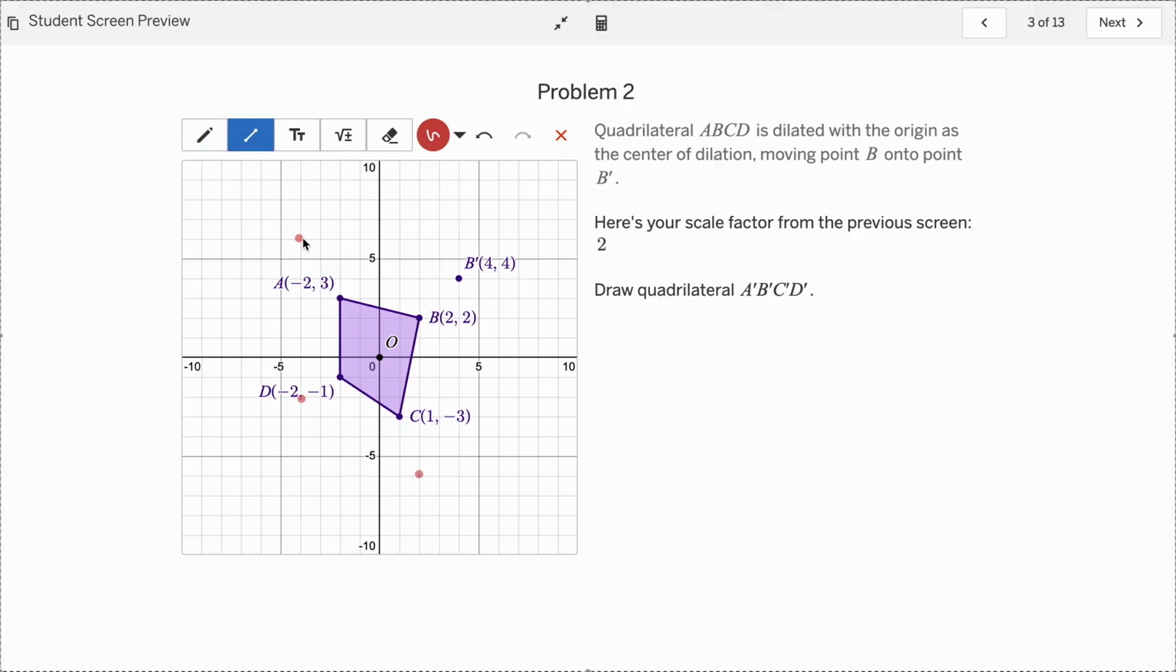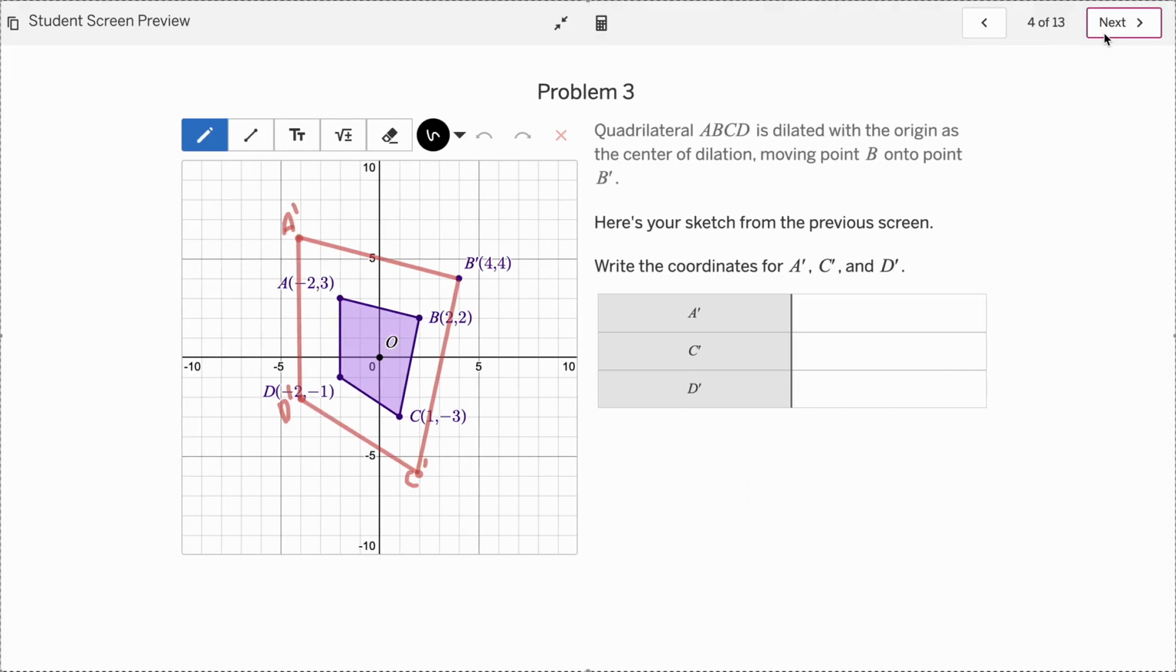Then I connect my points here, here, and here, and here, and I'm just going to label them quickly. So I have A prime, D prime, and C prime. So this is where I'm at, and now I need to write my coordinates.